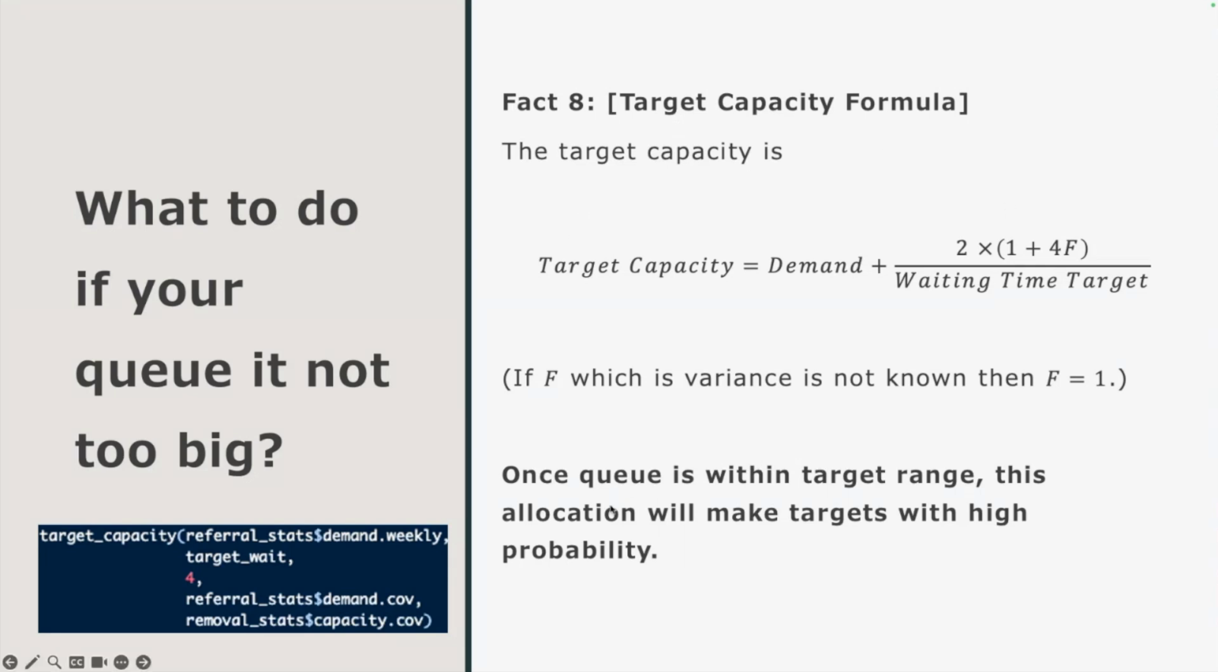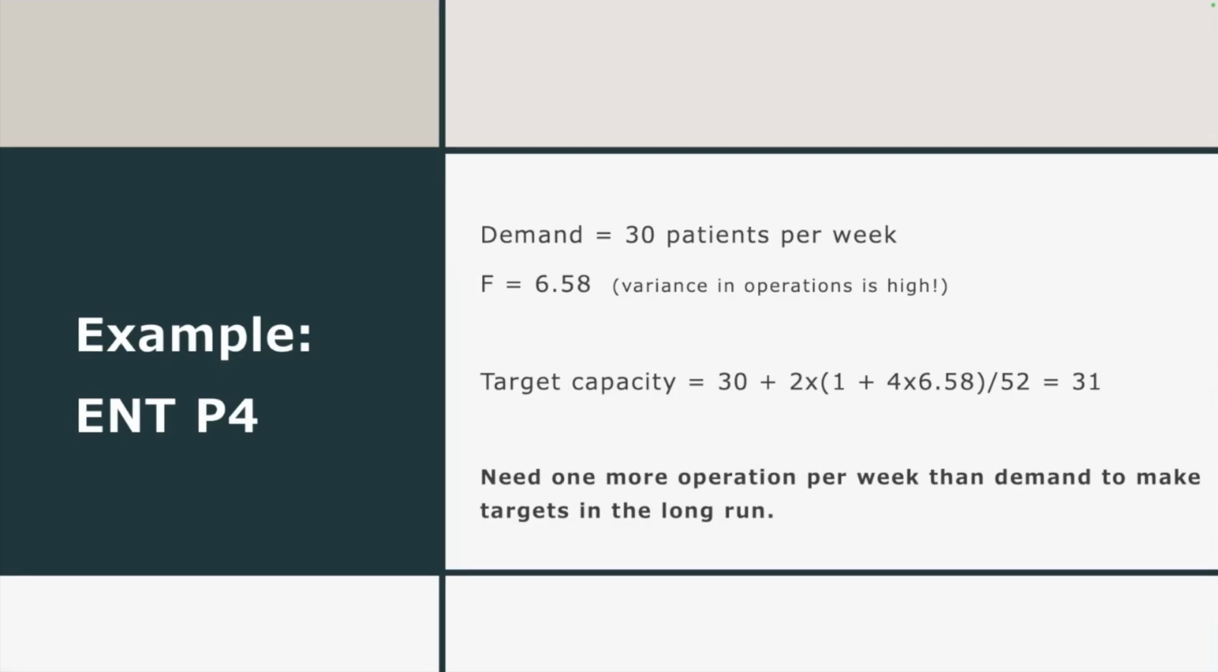In its target range, this is a way that you can allocate capacity, numbers of operations per week, in order to reach targets with high probabilities. So particularly in that ENT example, though I may have scared you that you need to do 60 operations per week to reach the target levels, once you're at the target level, the calculations say that you actually only need to do 31 operations per week on average to reach targets with high probabilities. So actually, you only need a little bit more. Once things are stable, you only need a little bit more than the demand, but you need to consistently do it, and you need to be consistently measuring that. But if you can always be one over the number of operations per week, you're actually going to be doing pretty well. So you only need one operation per week more than the demand in this case to make targets in the long run with high probabilities.